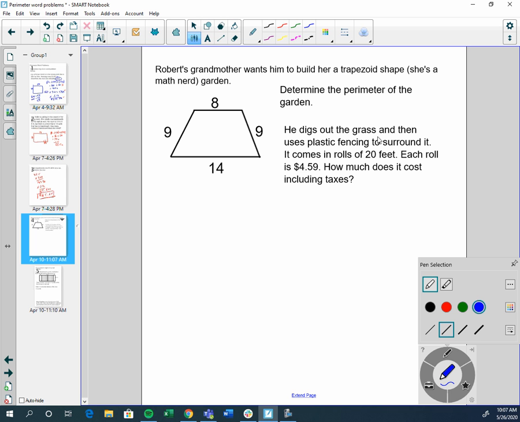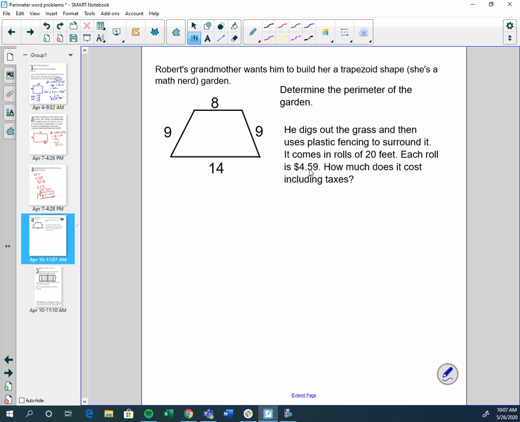He digs out the grass and then uses plastic fencing to surround it. It comes in rolls of 20 feet. Each roll is $4.59. How much does it cost, including taxes?